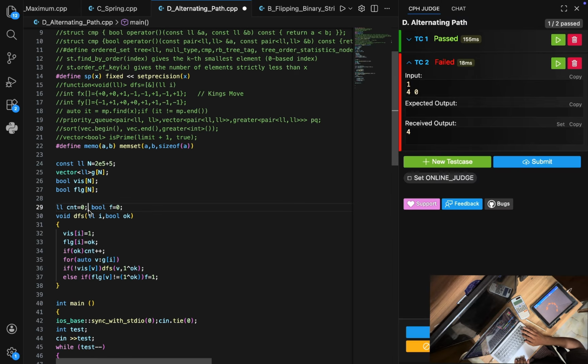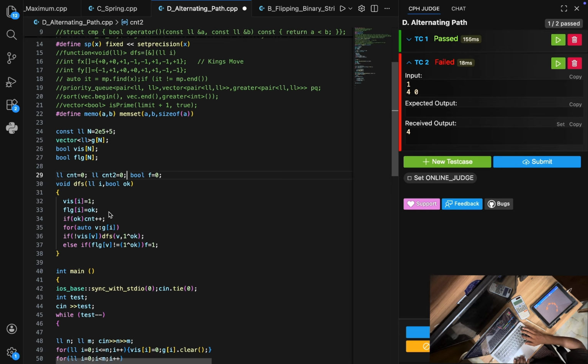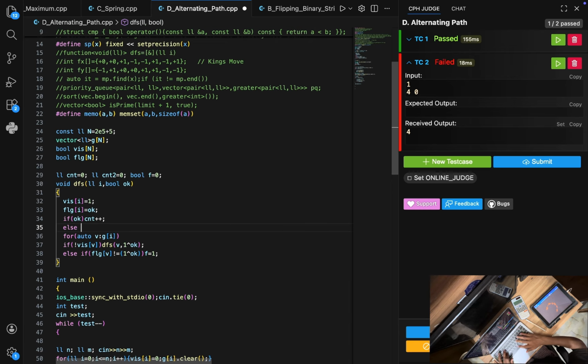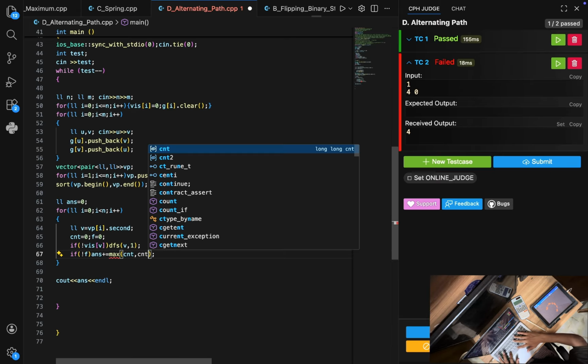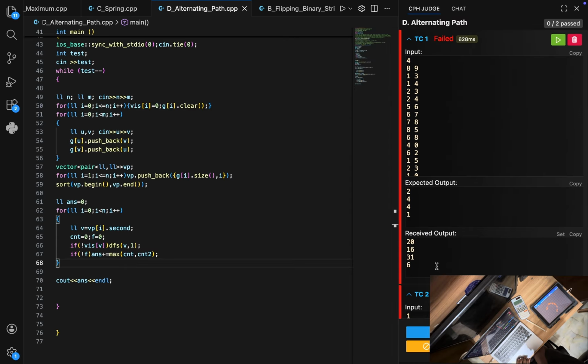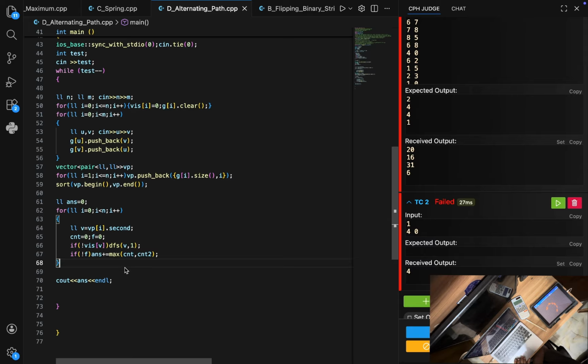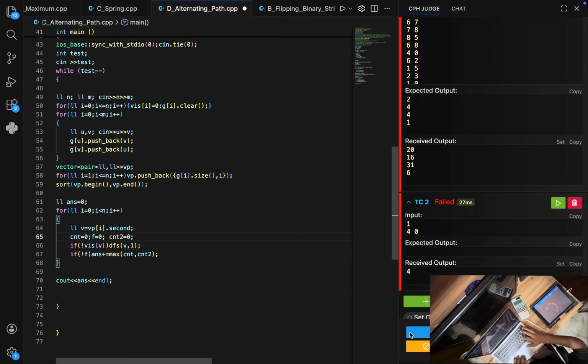Okay. Count 1, count 2, else count 2 plus plus, answer plus 2, max of count or count 2. Again, count 2 equal to 0.